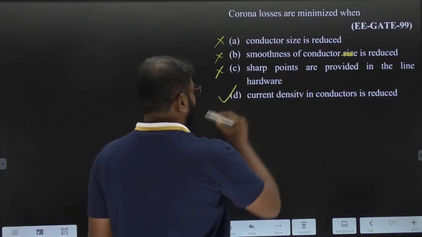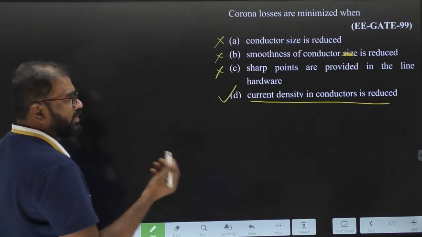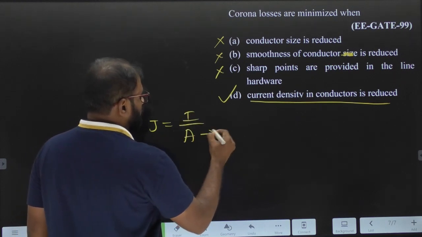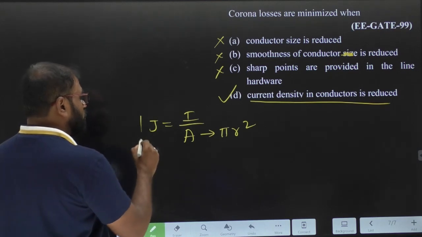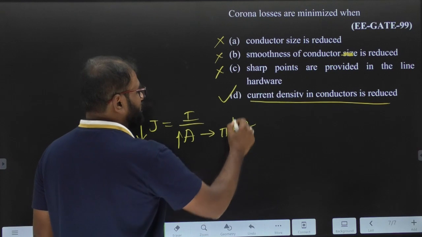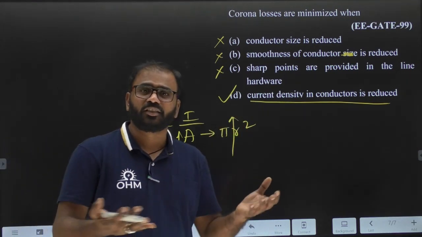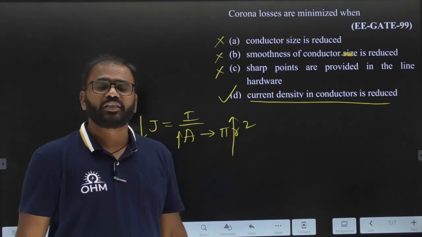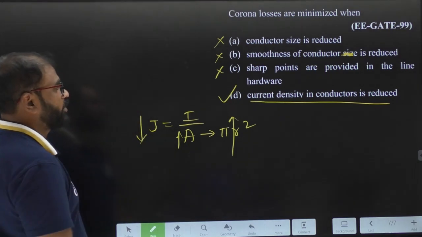Now the last option is definitely the correct one. But how can you understand this? The current density of the conductor is reduced. What is the meaning of current density? J equals I by A, where A is the cross section area of the conductor, that is pi r square. Current density reducing means indirectly the cross section area of the conductor is increased, which means the radius, or size, of the conductor also increased. If size increases, just now we discussed, the gradient at the surface of the conductor decreases, which results in reduced corona. Okay, clear? So the option is D.